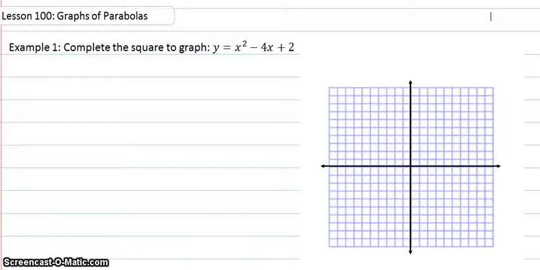In lesson 100, we're graphing parabolas. So in example 1, we're going to complete the square to graph y equals x squared minus 4x plus 2.